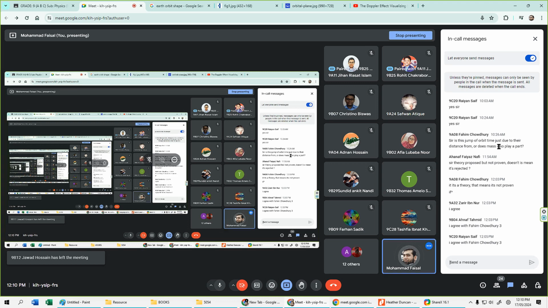Is this jump of orbit time just okay? Which question are we talking about? The three proposed but not proven, what does it mean? Okay.